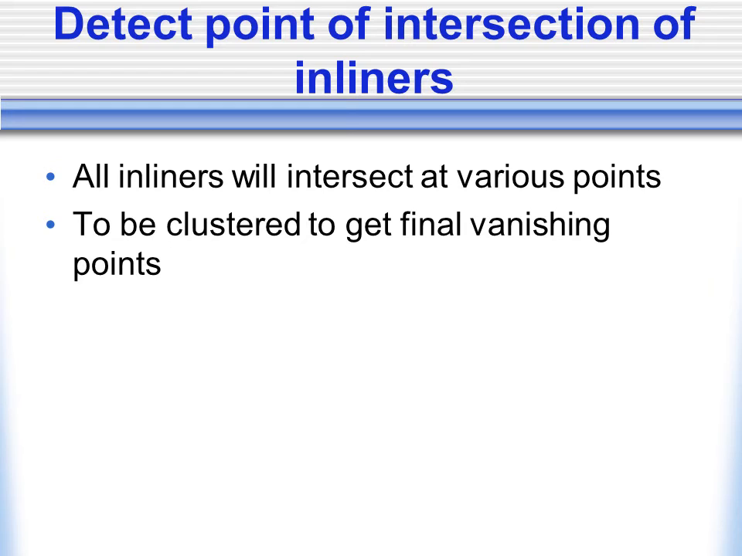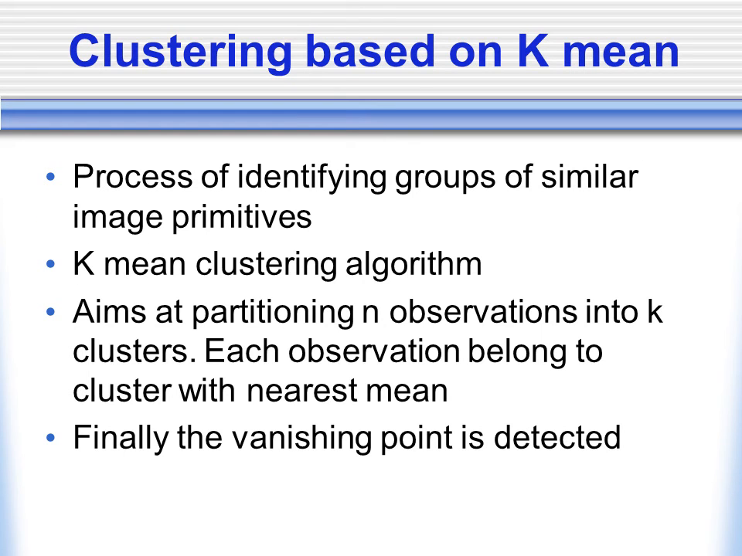Now all my inliers are formed, and these lines intersect at various points in an image. These points have to be clustered in order to detect one vanishing point, because if I consider all the points formed due to the intersection of inliers as vanishing points, then my output will be completely wrong. So I use a k-means clustering algorithm that clusters every point to the nearest mean so that I finally obtain one single vanishing point. The k-means algorithm is the process of identifying groups of similar image primitives.